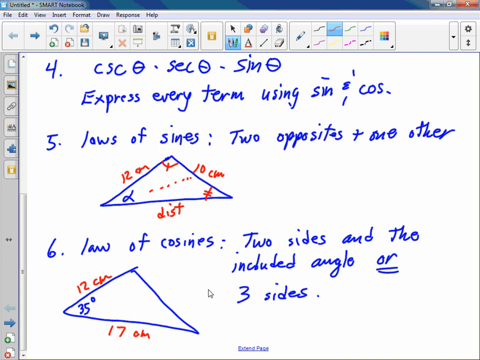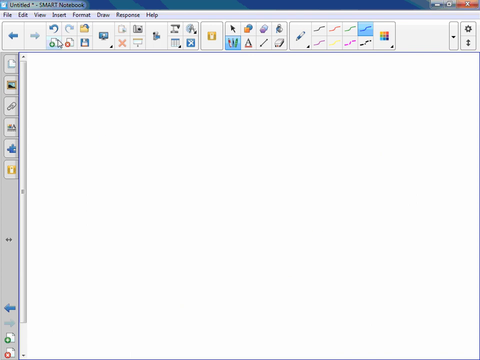Or the other option is when you know the three sides, and then that allows you to find the missing angle. And just remember, if you know three sides, you're going to be finding the angle that is opposite one of those sides. So be a little bit careful the way you set it up. Okay. All right.